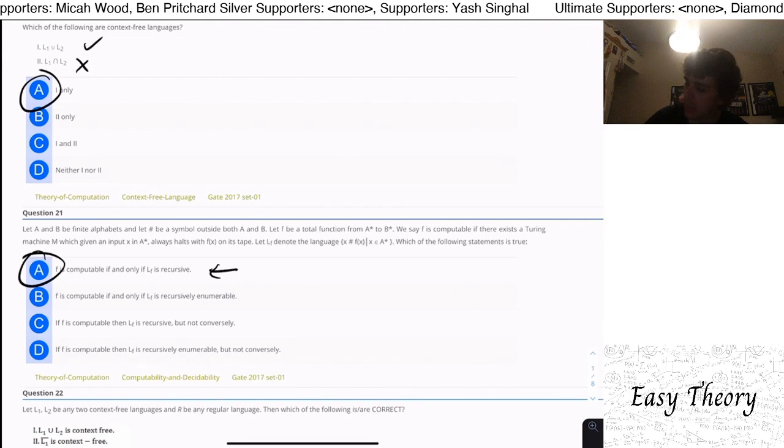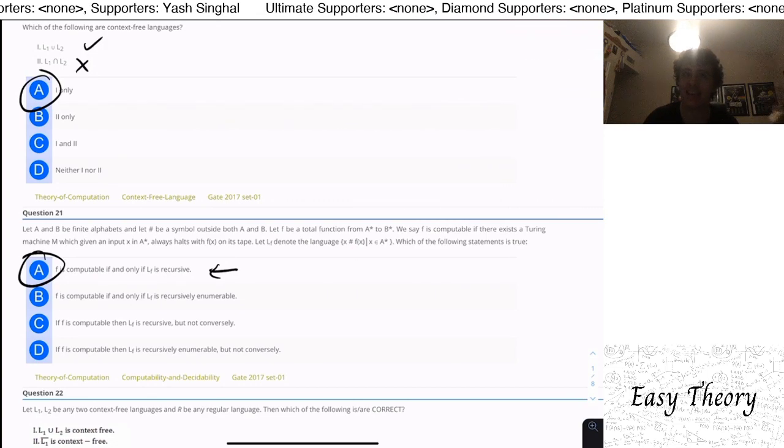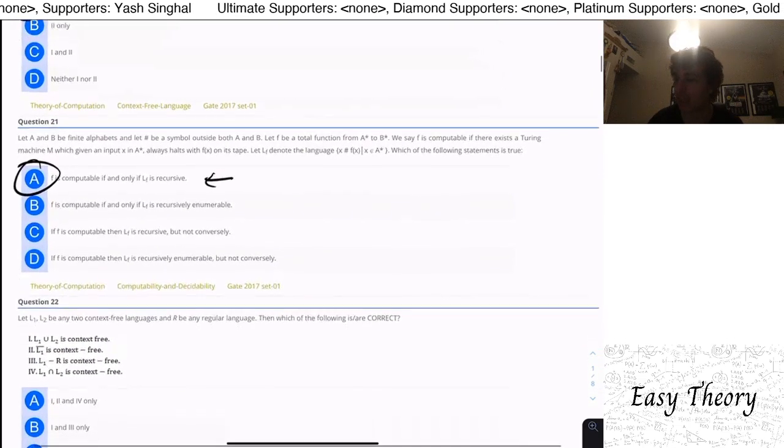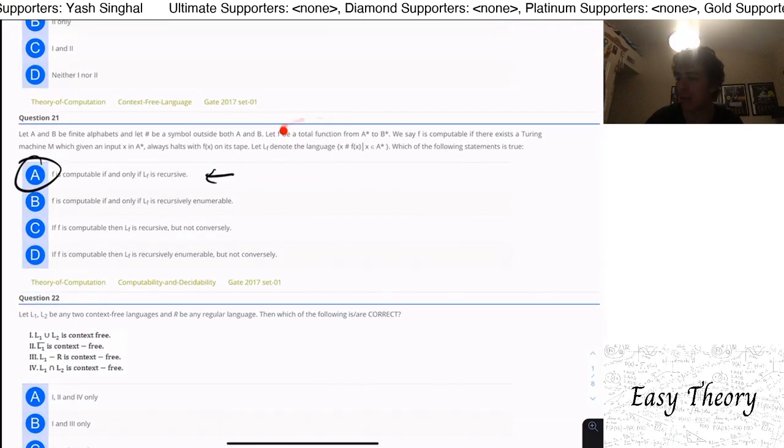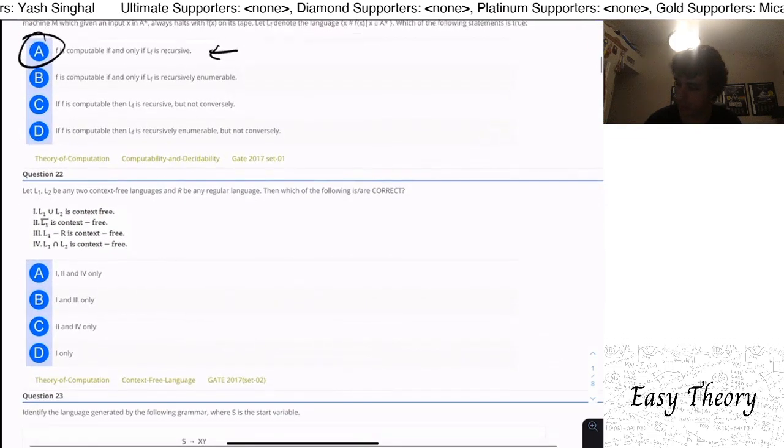So the key thing to notice here is that it is a total function, and so one direction is easy. If F is computable, then we can just compute F of X and write it out on the tape. And the other direction is a little more complicated, but you've got to use the fact that it's a total function.